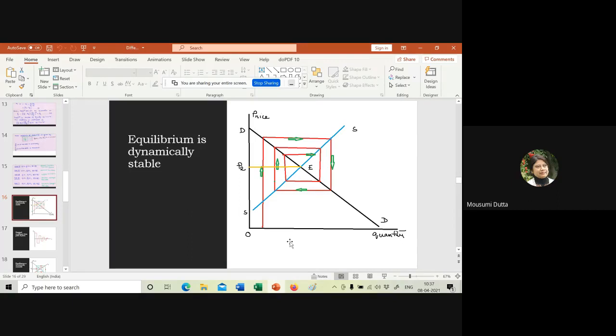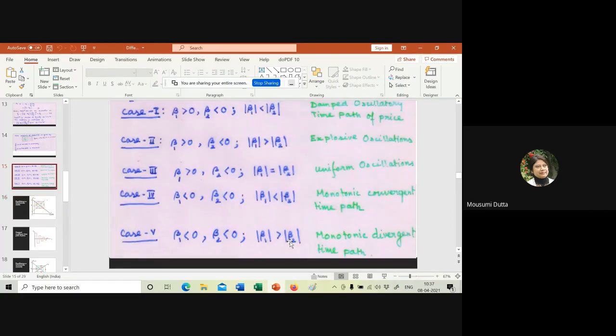Okay, so one by one, we have to discuss the cases. First, please note down these things because you have to draw the diagrams on your own. So let's start with case 1.